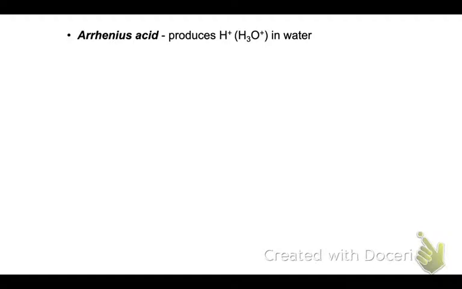We're going to start by defining acids. The first definition of acids came from a scientist named Arrhenius. He decided that acids are substances that produce hydrogen cation or hydronium ion in water. Examples are hydrochloric acid, nitric acid, sulfuric acid, and phosphoric acid.